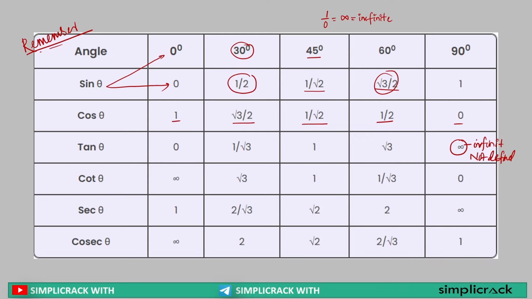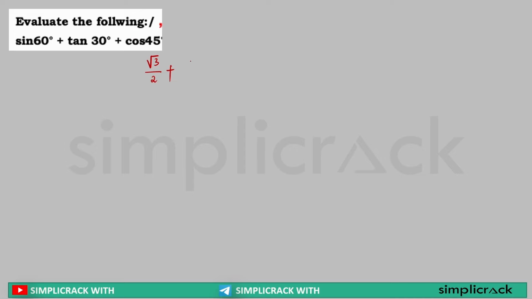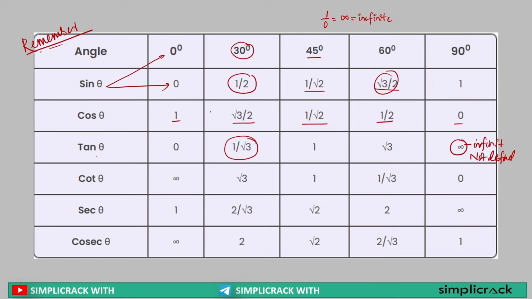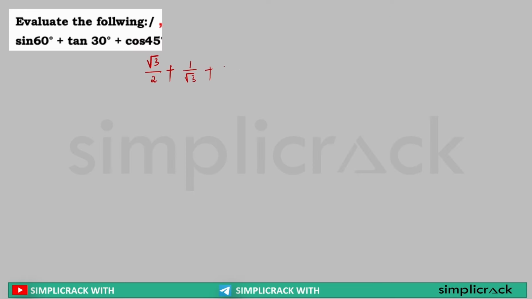Now, it is saying tan 30 degree. Tan theta at 30 degree is 1 by root 3. So I will write 1 by root 3 plus cos 45 degree. Cos theta at 45 degree is 1 by root 2. Yes or no? Yes. So it will be written as 1 by root 2. Yes or no? Yes.